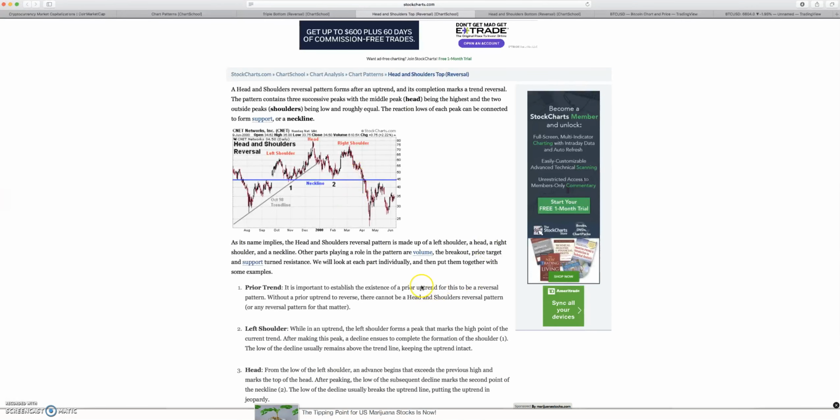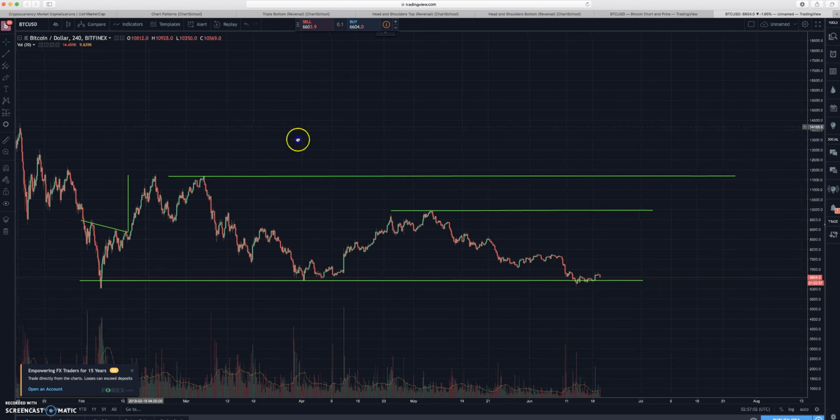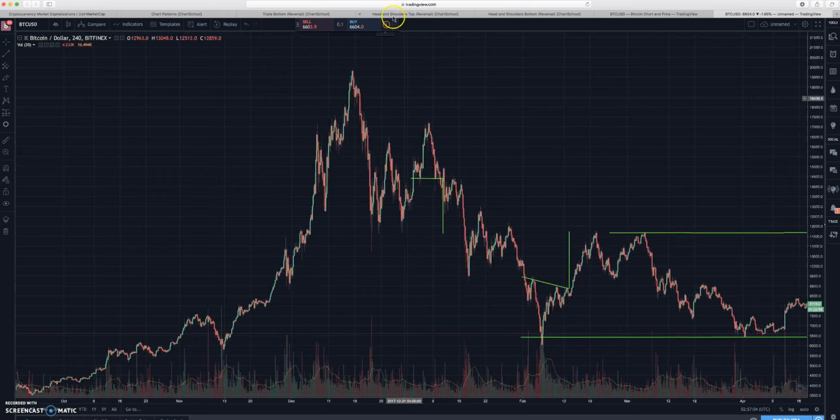We're going to get into the head and shoulders. This is a little more tricky, a little more complicated, but it'll make sense. Head and shoulders reversal patterns form after an uptrend, and its completion marks a trend reversal. So this is actually really important. All of these are reversal trends, but the head and shoulders is something that a lot of traders use very frequently. And so what you're looking for here is very similar things.